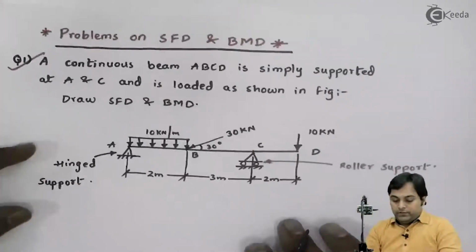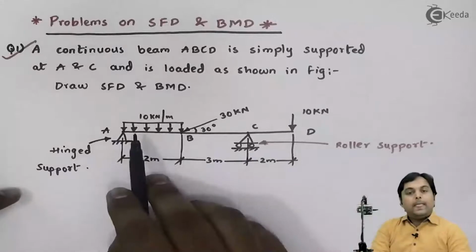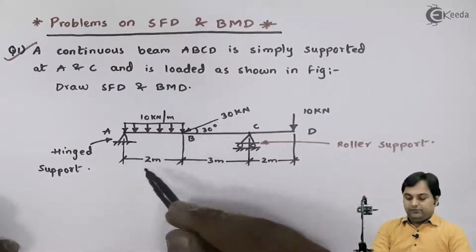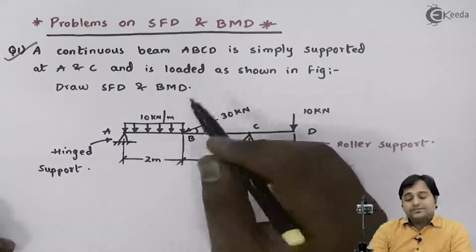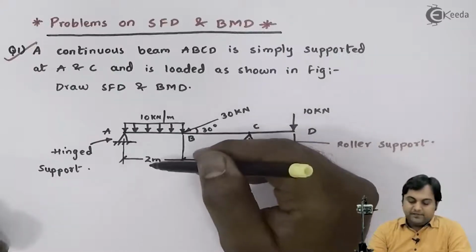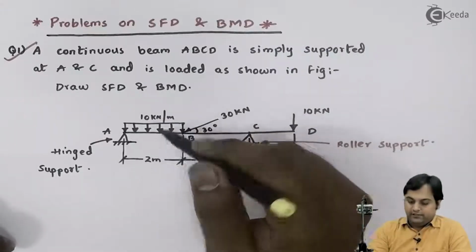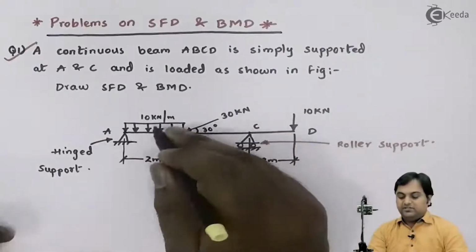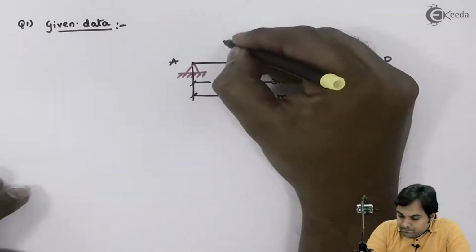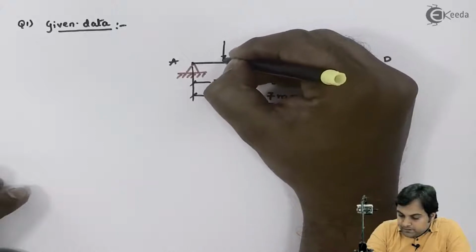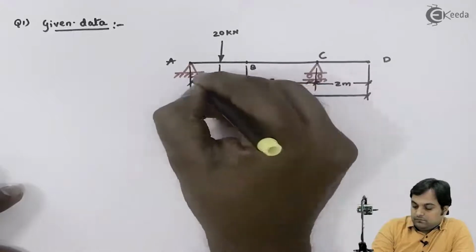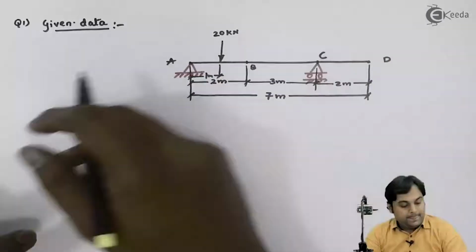Next, as they have given UDL of intensity 10 kilonewton per meter for 2 meter length, now this UDL I will convert it into point load, that is 10 multiplied by 2, it will give me 20 kilonewton acting at half of AB, that is 1 meter from A, in the downward direction. It is 1 meter from A.